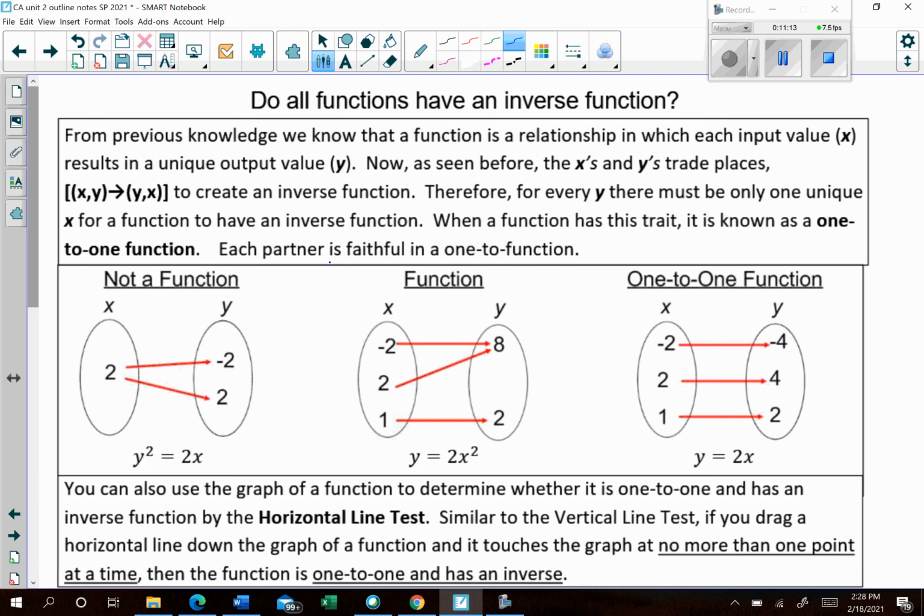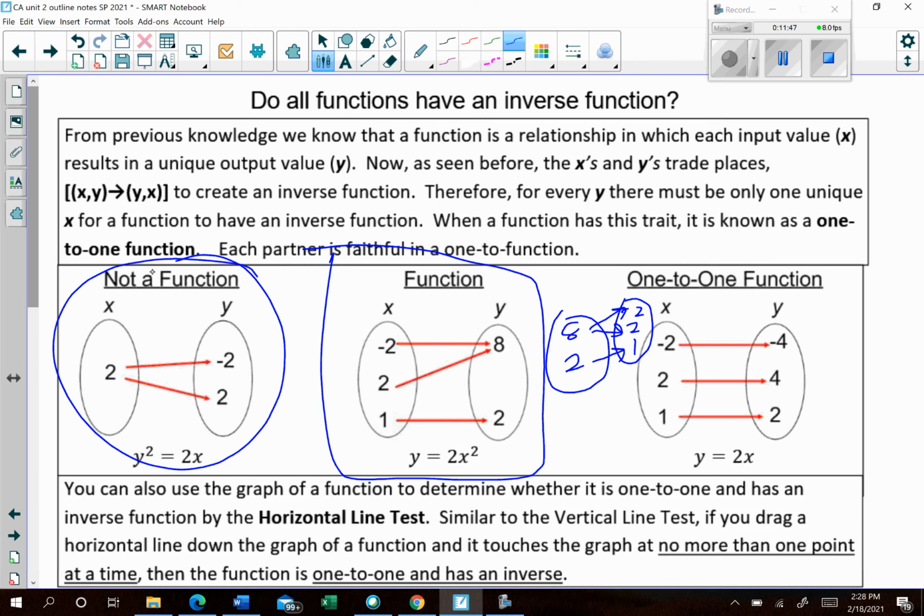Because if you look at this example right here, if you were to switch this, if you were to put it as 8 and 2 maps into -2, 2, 1, then 8 would be pairing up with two different partners, and now your X value has two different partners, and that would be a problem. This would not have an inverse. This does not have an inverse function. This mapping right here would not qualify as having an inverse function, because if you switch roles, all of a sudden you have the problem we have over here. All of a sudden you have this problem, okay?